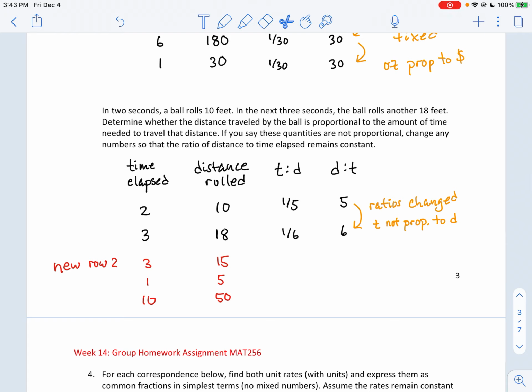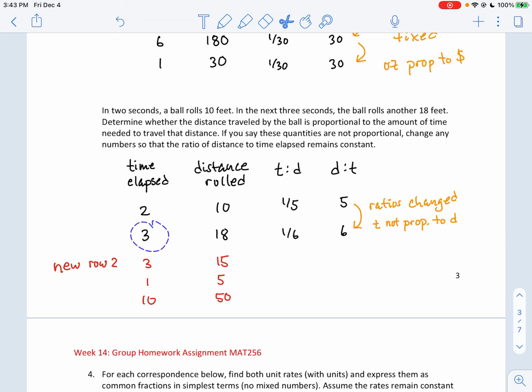In the case of the distance, in the first 2 seconds, the ball rolled 10 feet. In the next 3 seconds, so in 3 seconds elapsed, it rolled 18 feet, and the ratios are not consistent. Let's do the distance to time ratio. You get 5 and 6. So for the first 2 seconds, it was rolling 5 feet per second, and in the next 3 seconds, it sped up and was rolling 6 feet per second. But they changed, not proportional.